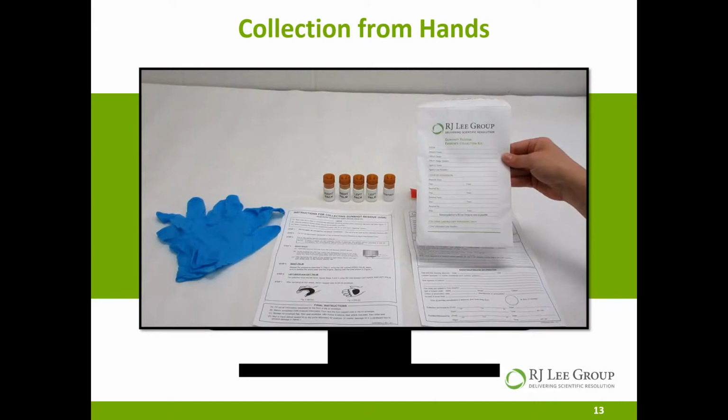Okay, so we have a small demonstration here of how to collect from hand samples. I'm going to apologize ahead of time for the little bit of shakiness. We did our best with our little evidentiary camera, but I wanted to point out first and foremost that this is one of RJ Lee Group's kits. Here you can see there is a paper with the instructions on it. There is a case information paper. Here's our 5 stubs, our gloves, and our little evidentiary seal right there.